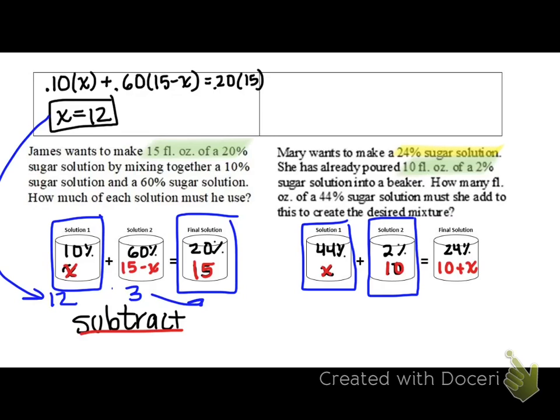And a 60% sugar solution, so we're given the 16%. Does it tell us how many fluid ounces it is? No. Does it tell us anything besides 60%? No. You need to do the first one. It did just like the first one.